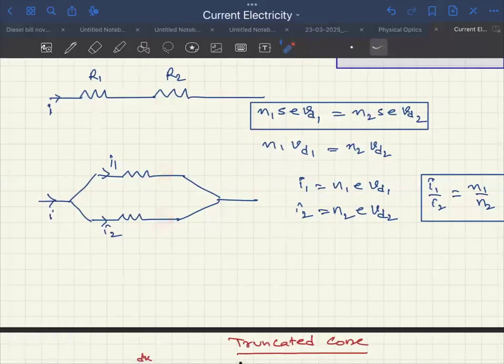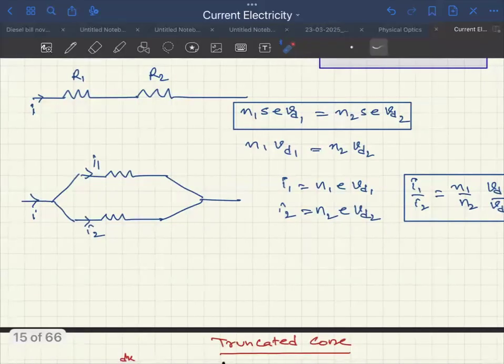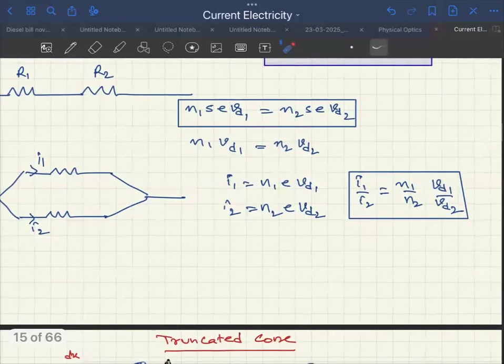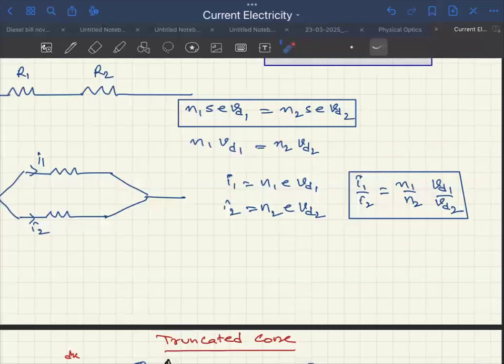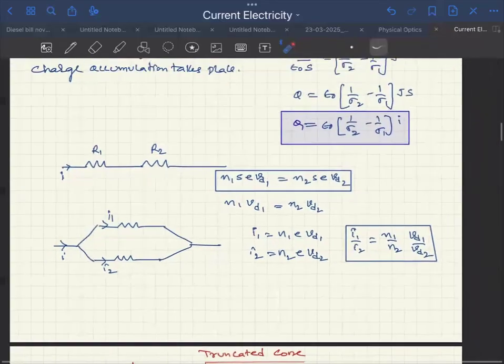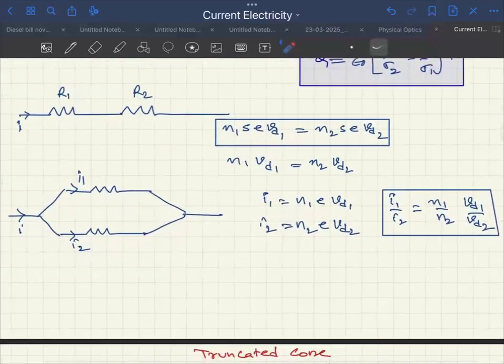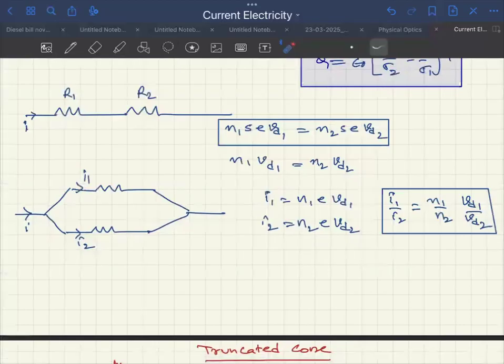Current splits. I1 is given as n1 e vd1. I2 is given as n2 e vd2. Then the ratio of currents is decided by this factor. So in series, what is happening? It is decided by this factor. In parallel, what is going to happen is decided by this factor. Suppose they are of the same material, n1 becomes n2. So I1 by I2 is the same as the ratio of drift velocities. So please confirm whether you followed this concept or not.